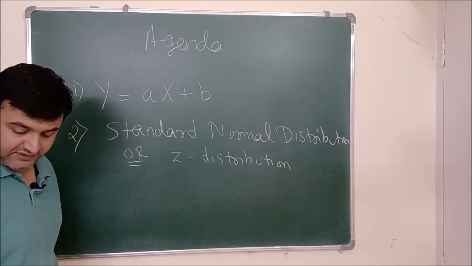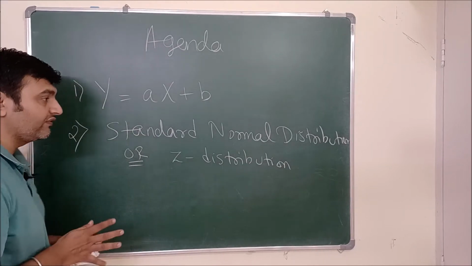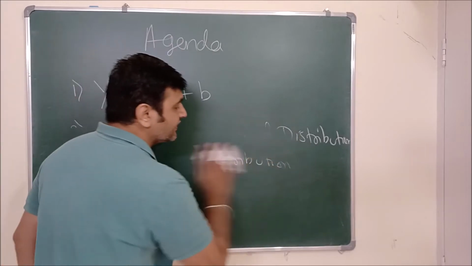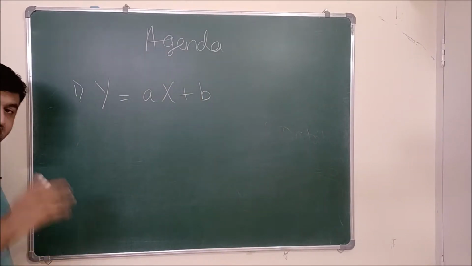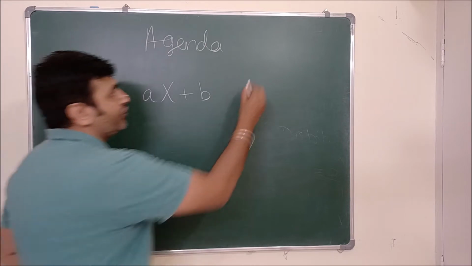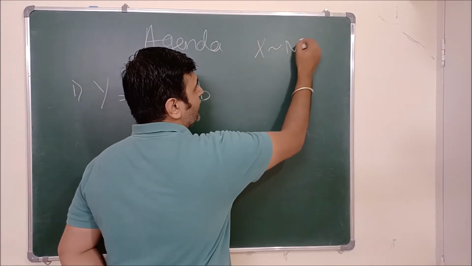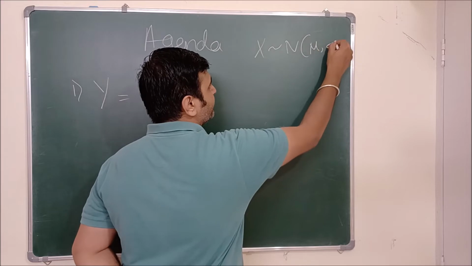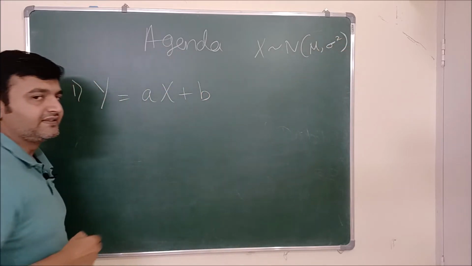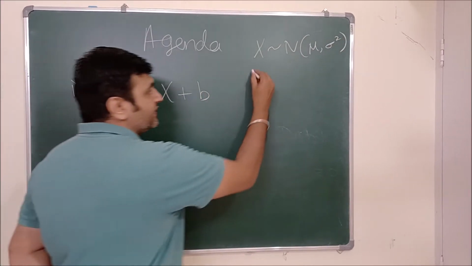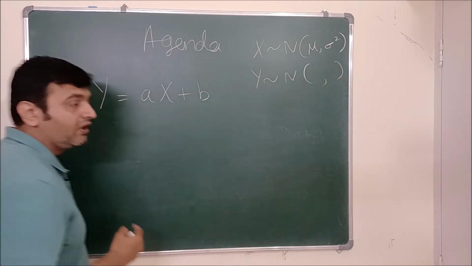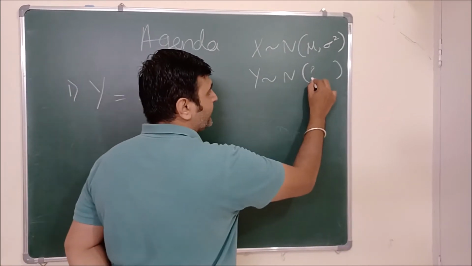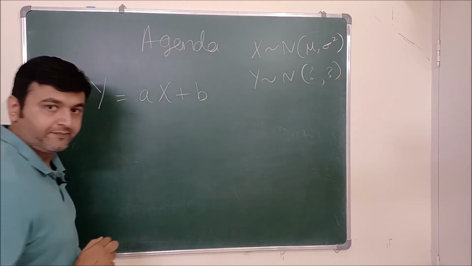So let us go for the first thing, that is, the linear change of variable of a normal distribution is again a normal distribution. So what do you have? You have X as a normal distribution with mean mu and variance sigma square. Our claim is that Y also follows a normal distribution. The question is, what will be my mean? What will be my variance?